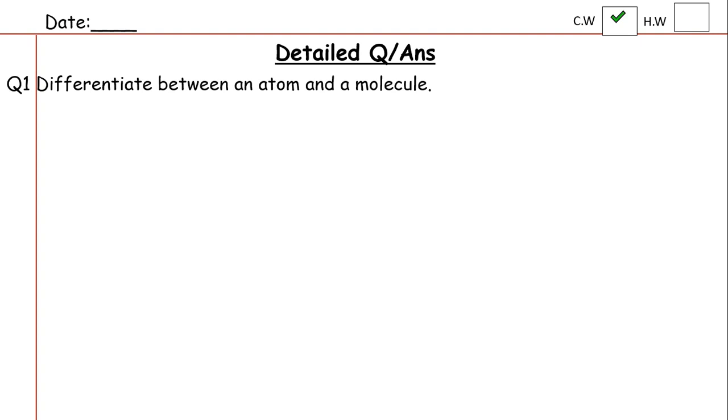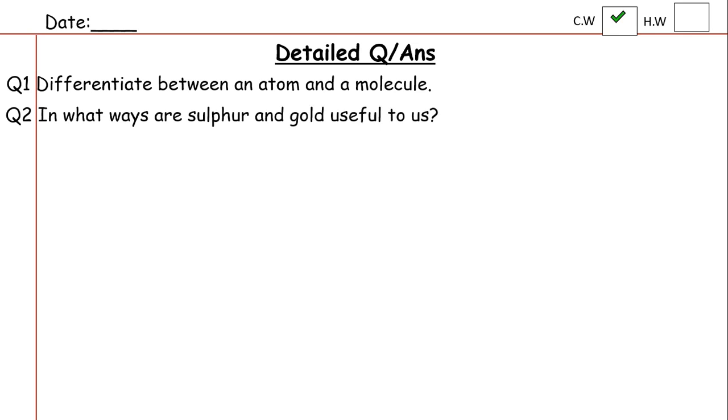In a previous slide, I have already told you about the atom and molecule, and we have also discussed it before. You have to make two columns for atom and molecule and then write their differences. If you need further help, you can read the chapter thoroughly, and from page number 58, you can easily find the answers. Question number 2 is about in what ways are sulfur and gold useful to us.